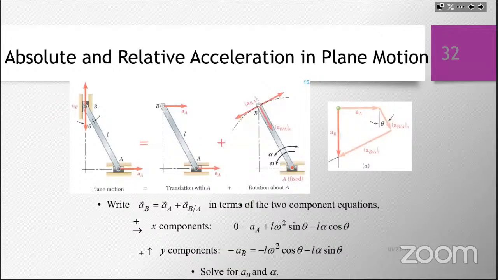And so here, I'll write out my x components for this, because I know the angles. I end up with 0 is equal to A sub A plus L omega squared sine theta minus L alpha cosine theta, right? And then I can write a y component equation. Negative A sub B is equal to negative L omega squared cosine theta minus L alpha sine theta. And I can solve these two equations for A sub B and alpha. So the acceleration equations, just like the velocity equations, are typically going to boil down to us needing to solve a system of equations. Right?